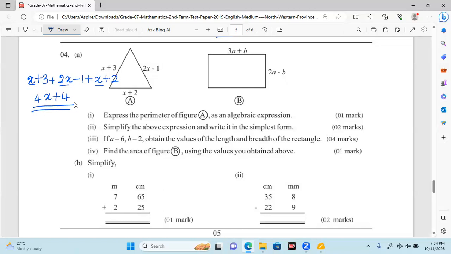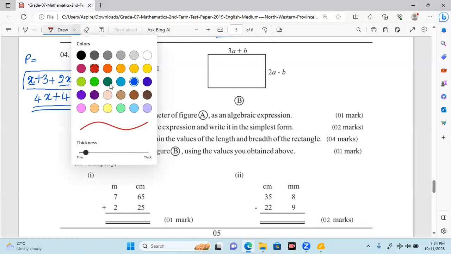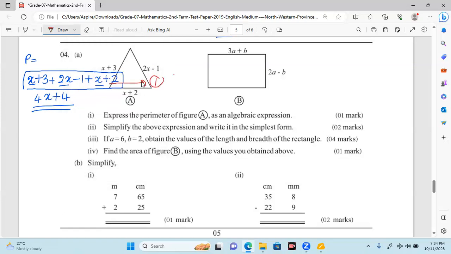Simplify the above expression and write it in the simplest form. This is how we express it as an algebraic expression. P is equal to x plus 3 plus 2x minus 1 plus x plus 2. Then after you simplify, you obtain 4x plus 4. For this expression, you are given 1 mark. And for simplifying and writing it in the simplest form, you are given 2 marks.